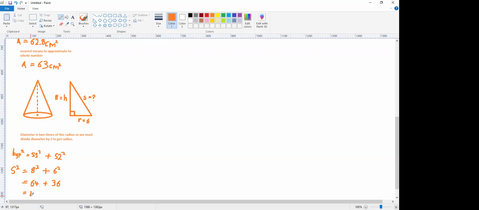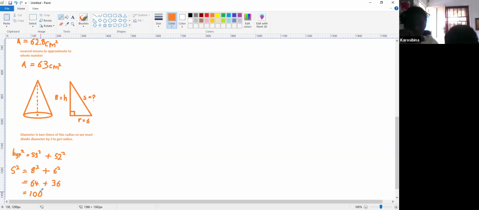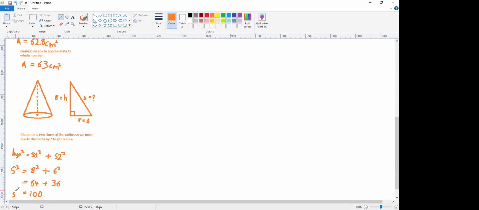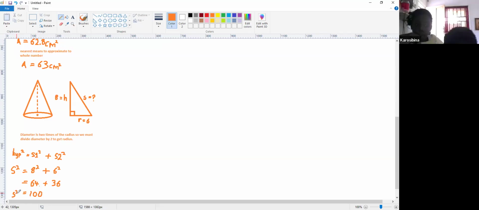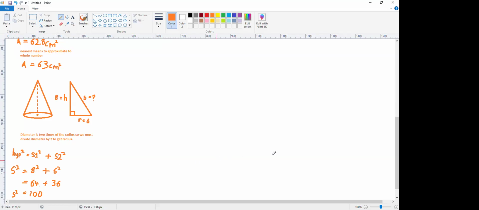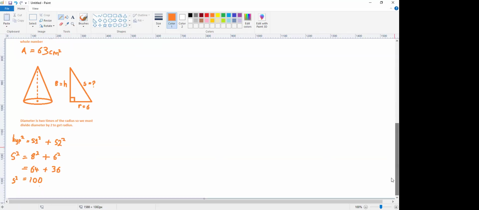That will be 100. But have we finished? Is that the final answer? No. What should I do next? You forgot the side squared. We are not dividing it by two. Give me a correct answer. I need to hear something correct, please.